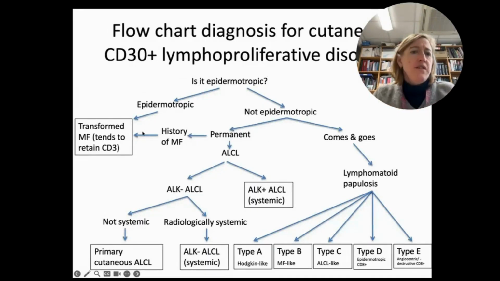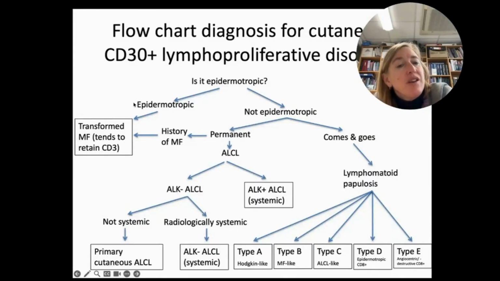So this is my flowchart for sorting out cutaneous CD30 positive lymphoproliferative disorders. Question 1, is it epidermotropic? If it is, then it's transformed mycosis fungoides. If it's not, and it is permanent, doesn't come and go, then the question is, have they had mycosis fungoides? If they have, then it's probably transformed mycosis fungoides. If they haven't, it's probably anaplastic large cell lymphoma. If it's ALK positive, then it's an ALK positive anaplastic large cell lymphoma, and those are pretty much always systemic and not primary cutaneous.